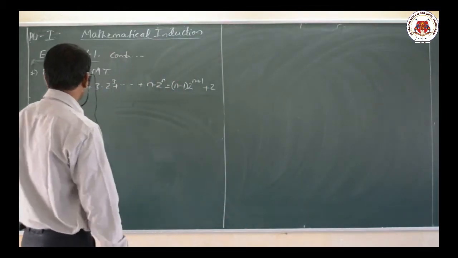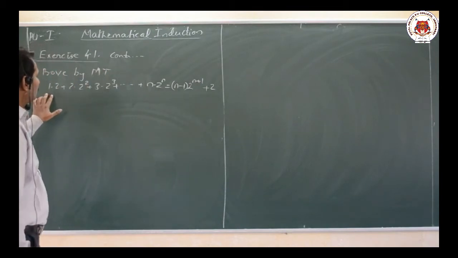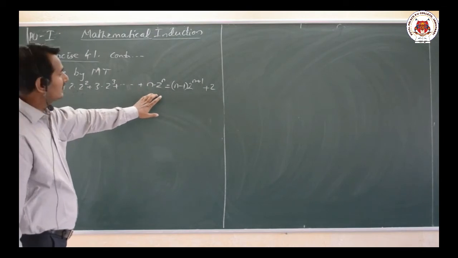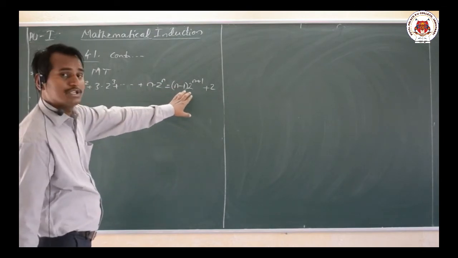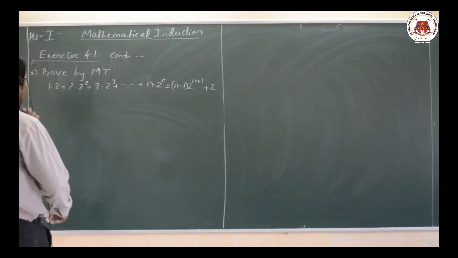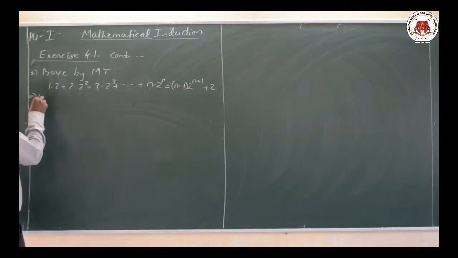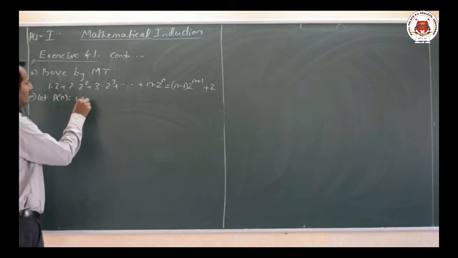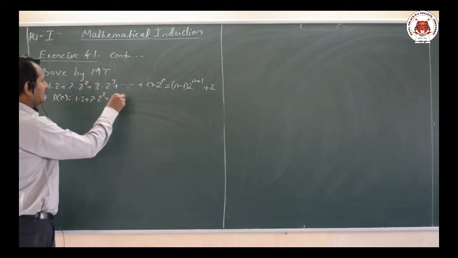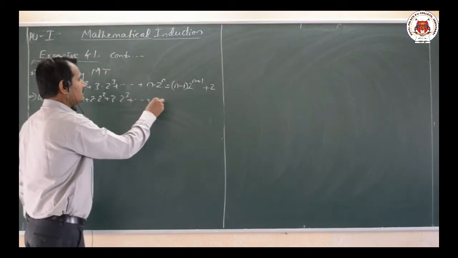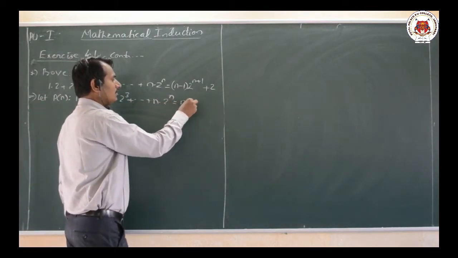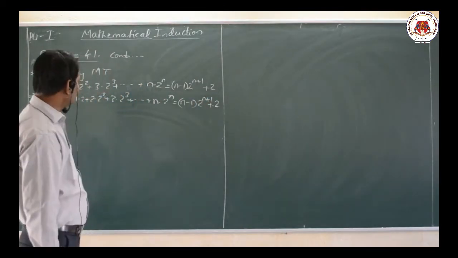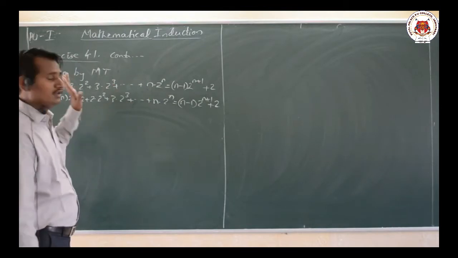The first problem is: prove by mathematical induction that 1 into 2 plus 2 into 2 square plus 3 into 2 cube, and so on till n into 2 raised to n, is equal to (n minus 1) into 2 raised to n plus 1, plus 2. Let p of n be the statement 1 into 2 plus 2 into 2 square plus 3 into 2 cube plus so on till n into 2 raised to n is equal to (n minus 1) 2 raised to n plus 1 plus 2. That means the whole statement I have taken as p of n.